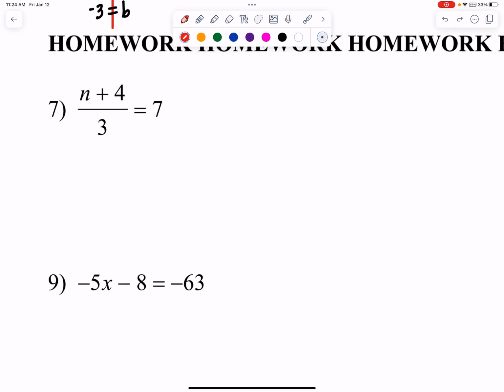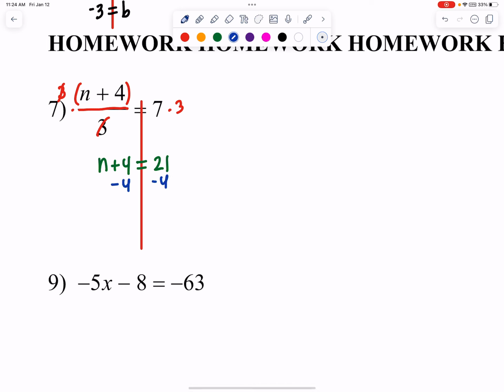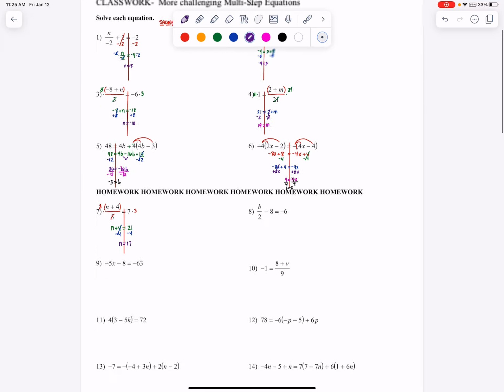All right, number 7. I'm going to go through these as quickly as possible. Here we go. Invisible parentheses, and I have a divided by 3, so I'm going to multiply by 3 to both sides. This gets crossed out. What are we left with? We got rid of our parentheses now by getting rid of that fraction. Equals 21. Now I can go ahead and subtract 4 from both sides, and we are left with n equals 21 minus 4: 21, 20, 19, 18, 17, and there we go, number 7, 17.